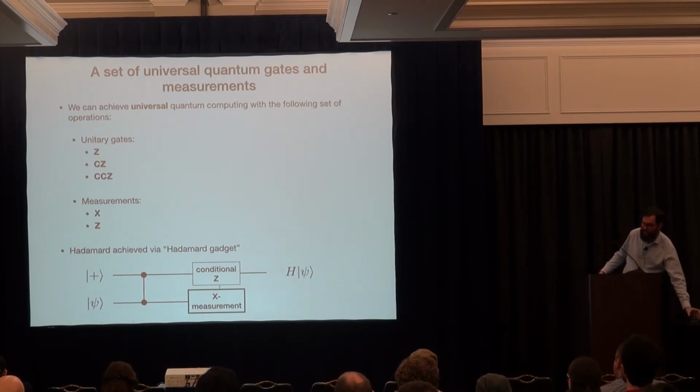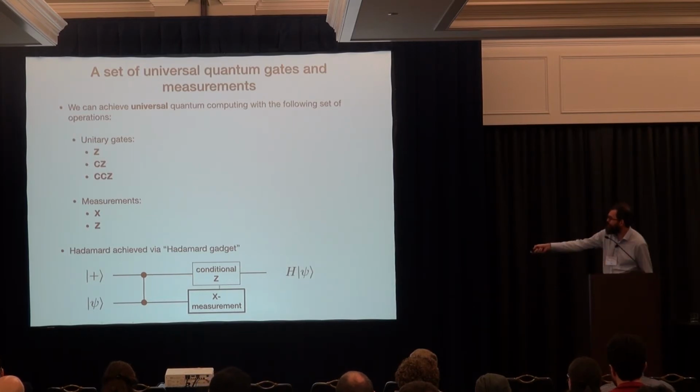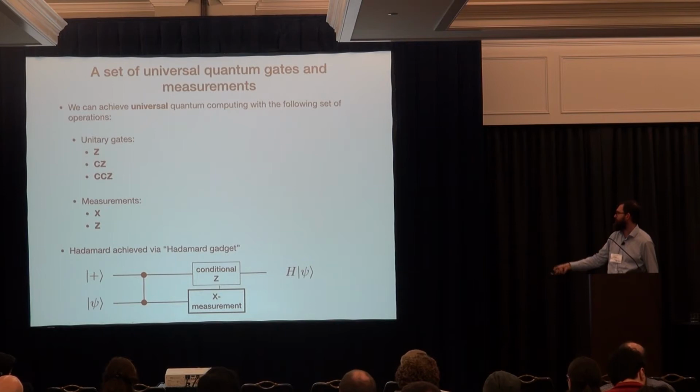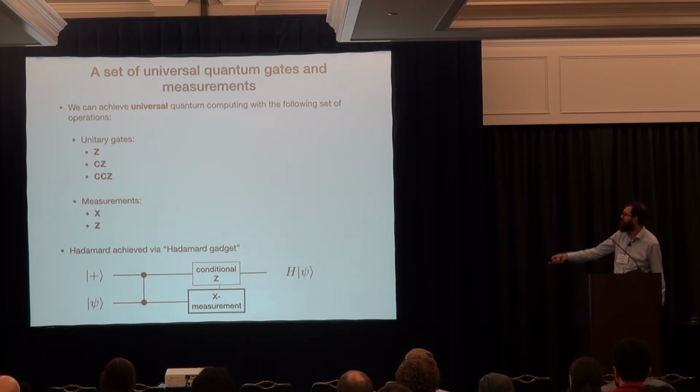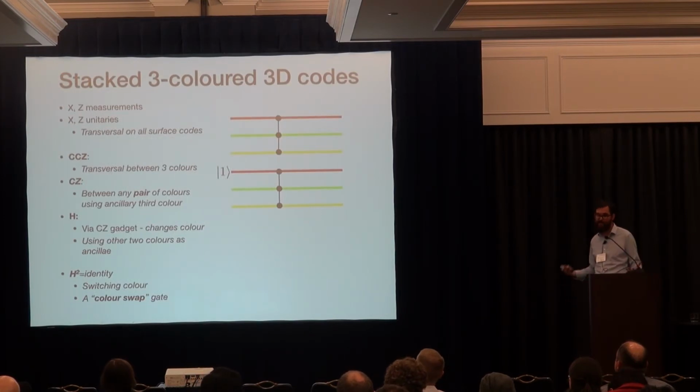And again, we achieve the Hadamard gate just by using our CZ gate, using our X measurements to prepare plus states and to measure, and applying a conditional Z correction based on the outcome here. So our CZ gate gives us the Hadamard, and we know that Hadamard and CCZ are a universal set. So how might this work in practice?